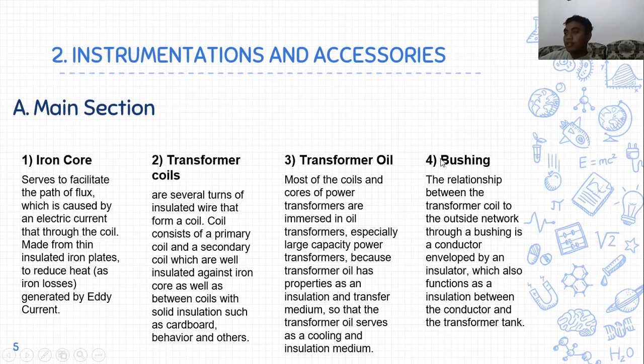Number four is the bushing. The bushing is the relationship between the transformer coil and the outside network. A bushing is a conductor enveloped by an insulator, which also functions as insulation between the conductor and the transformer's tank.